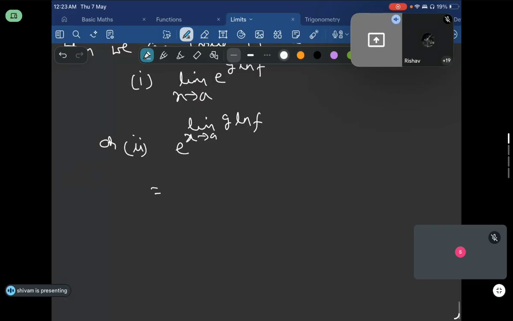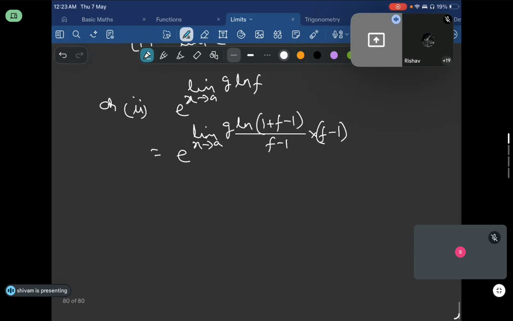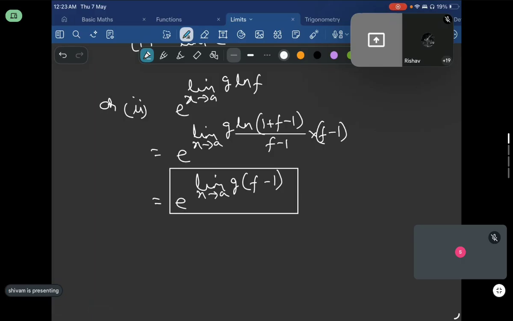Okay, then I'm going to convert it into standard forms. Same way, can I write it as e to the power limit x tends to a, g into ln of 1 plus f minus 1. Now see, let us convert it into standard form, divided by f minus 1 multiplied by f minus 1. So finally you are going to get e to the power limit x tends to a, g into f minus 1. If you remember this result, you will be able to solve the problems within seconds. You can directly find out the limit using this expression.